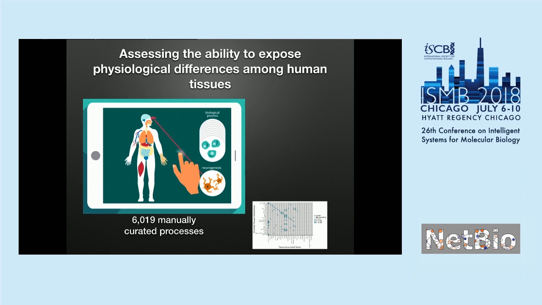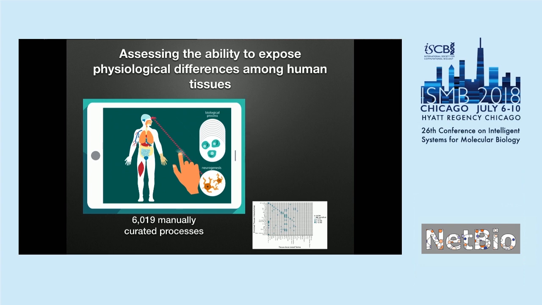To assess the performance of these approaches, we wanted to check their ability to expose physiological differences among human tissues. To this end, we manually curated 6,019 biological processes with their relevant tissues. Our analysis revealed the advantage of differential tissue interactomes over node-weighted tissue interactomes in highlighting tissue processes.